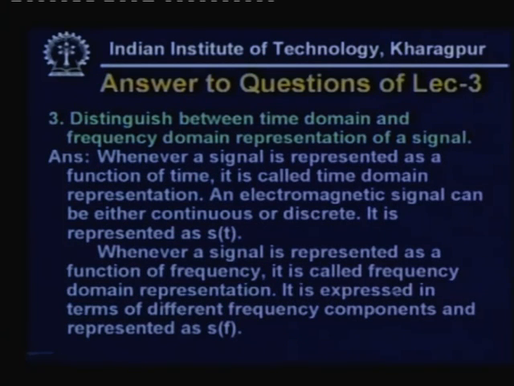The third question was, distinguish between time domain and frequency domain representation of a signal. Whenever a signal is represented as a function of time, it is called time domain representation. An electromagnetic signal can be either continuous or discrete. It is represented by S(t). Whenever a signal is represented as a function of frequency, it is called frequency domain representation. It is expressed in terms of different frequency components and represented by S(f).